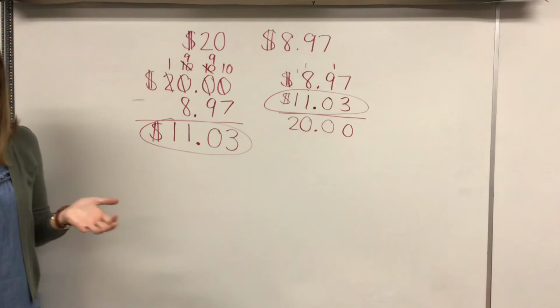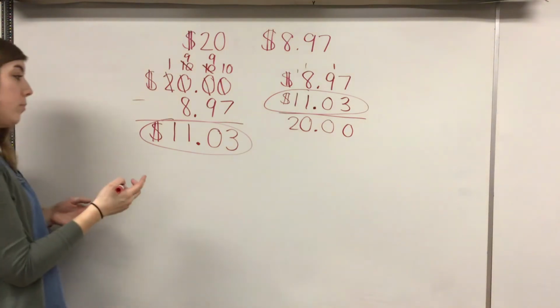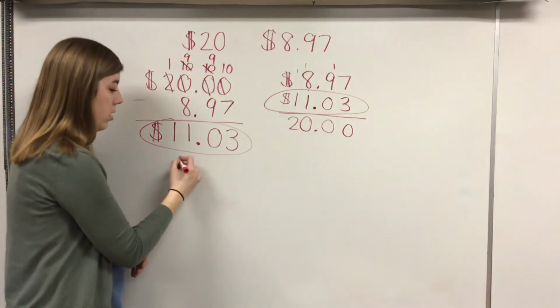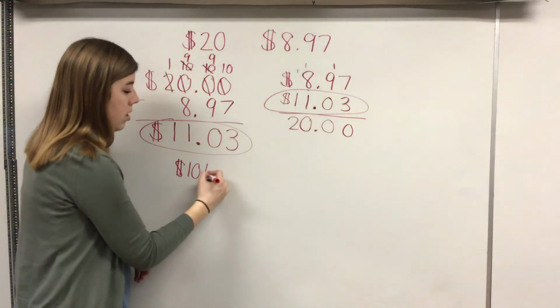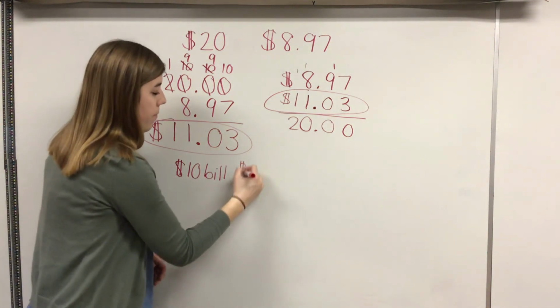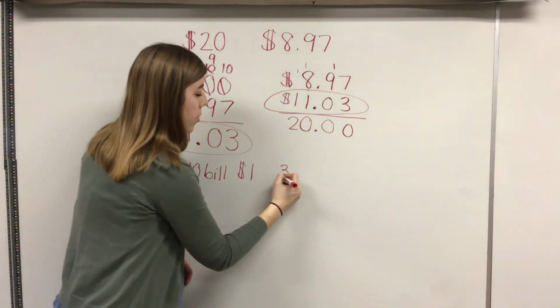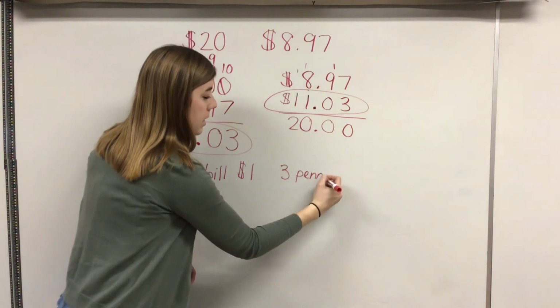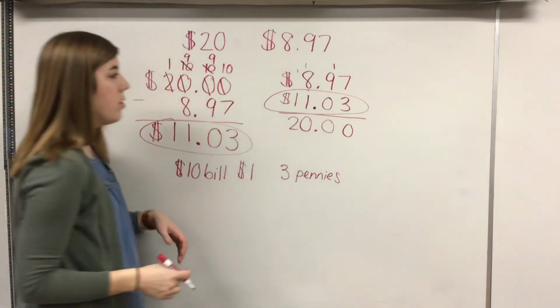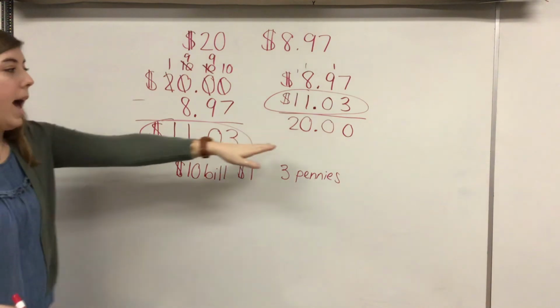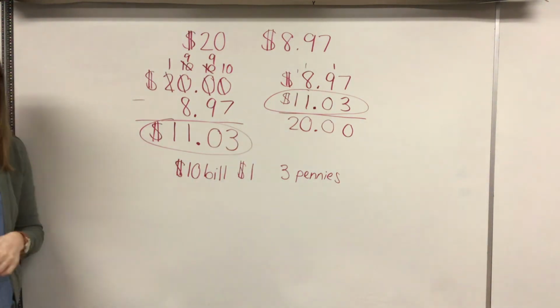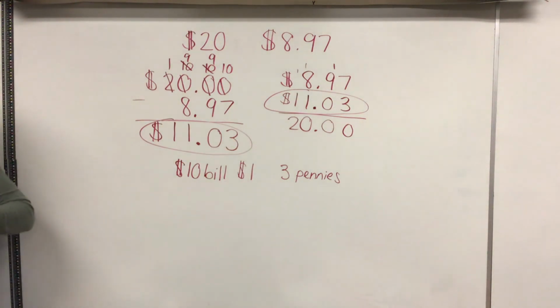So how can I make $11.03? So a $10 bill, a $1 bill, and 3 pennies. Okay. So you can use the method of subtracting, or adding up to make change, just make sure that you keep in mind what you owe and how much is paid with.